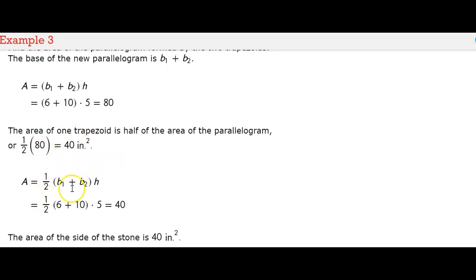And so we look here at the formula for a trapezoid, and its area is equal to 1/2 times base 1 plus base 2 times height. And they've substituted all of the variables, and then they went ahead and did the same thing we did up here, and it still is equal to 40 inches squared.